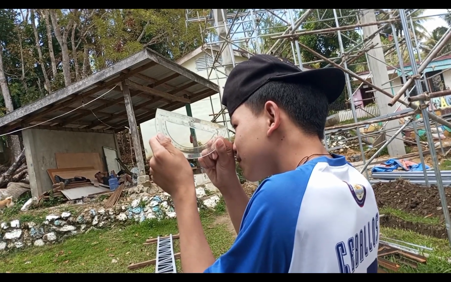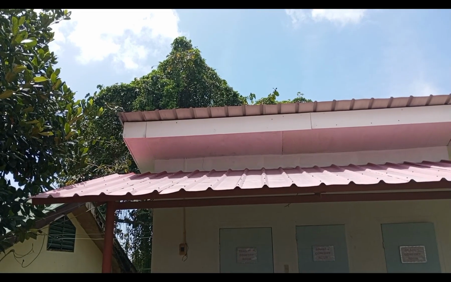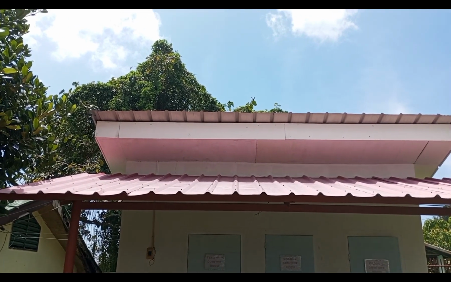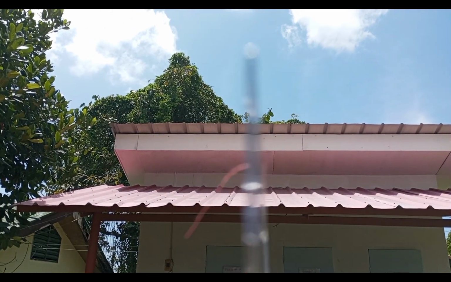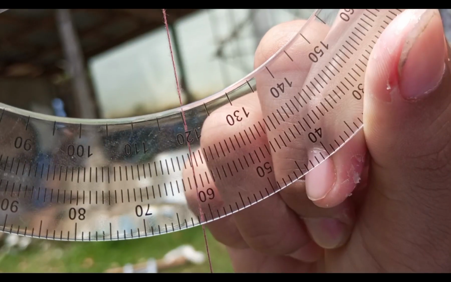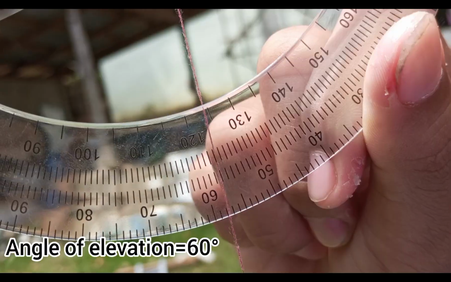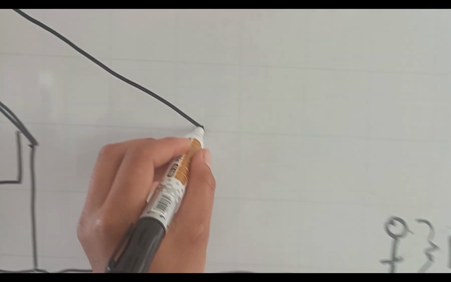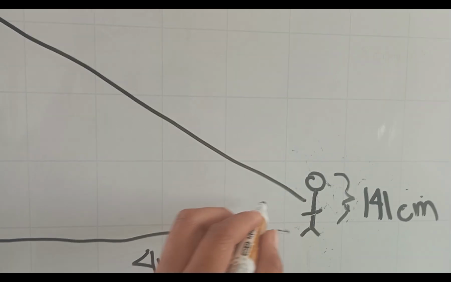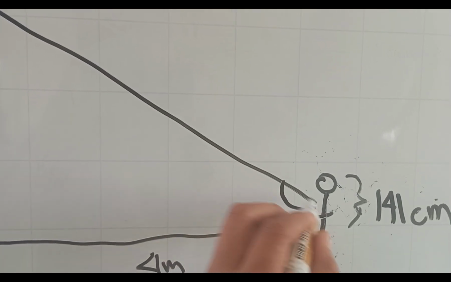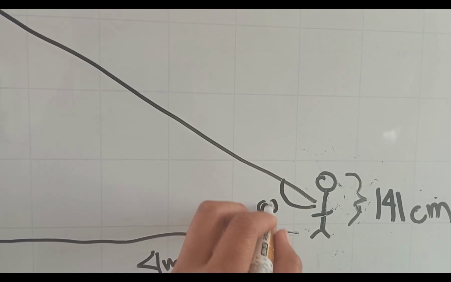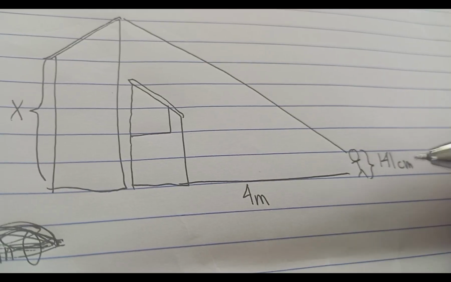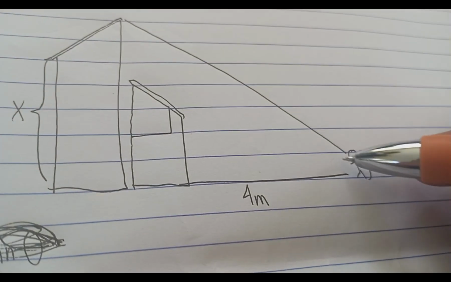And now, use the protractor. Measure using the tip of the protractor, sighted through the top of the building. And so as you can see, that is an angle of elevation of 60 degrees. And now, time to solve the problem.